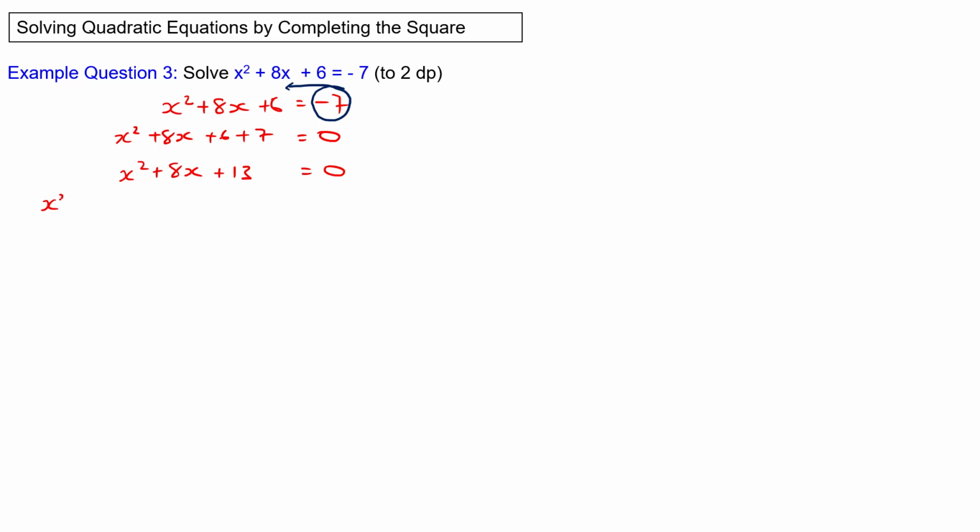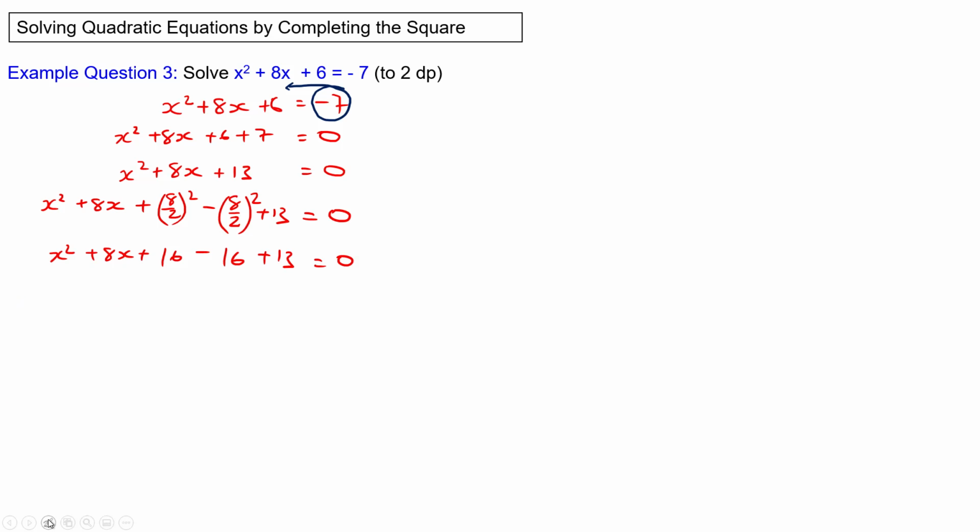We've got x squared plus 8x plus, take that coefficient of x there and we divide it by 2 and we square the result. And we take it away as well. So 8 over 2 squared plus 13 is equal to 0. So we've got x squared, where we simplify, plus 8x plus half of 8 is 4 squared, we get 16, so minus 16 as well, plus 13 equals 0.